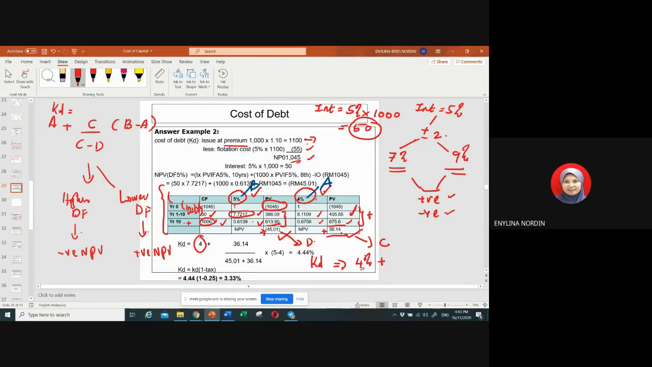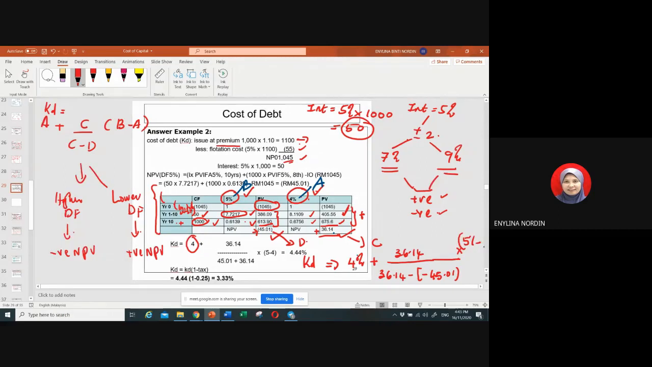What is C? C is the positive NPV, 36.14, and you divide by 36.14 minus, and don't forget the negative sign for the negative NPV, 45 cents, and then multiply by B, which is 5% minus 4%. Then you get the cost of debt before tax of 4.44%.